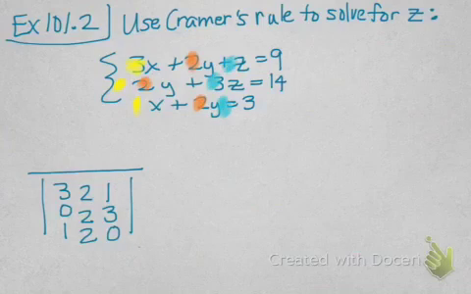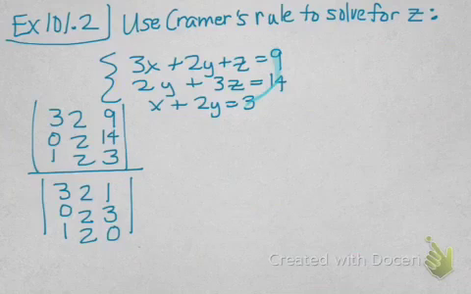Okay, now we're solving for z. So let me clear those out. We're solving for z on the top, so the x and the y are going to be the same. And then instead of the z, we're going to put our constants 9, 14, and 3. So we'll put everything else the same.